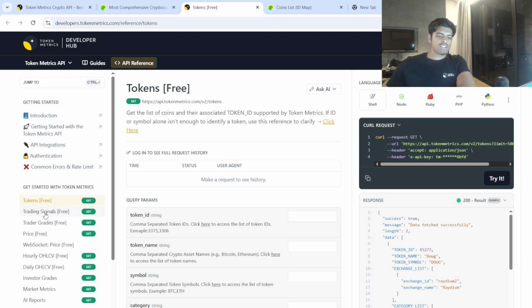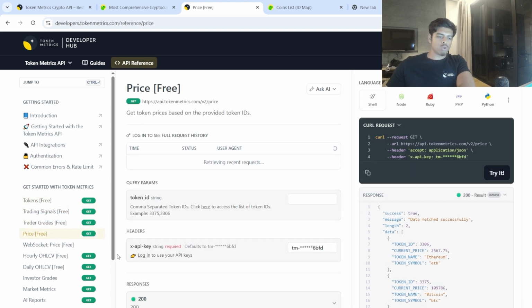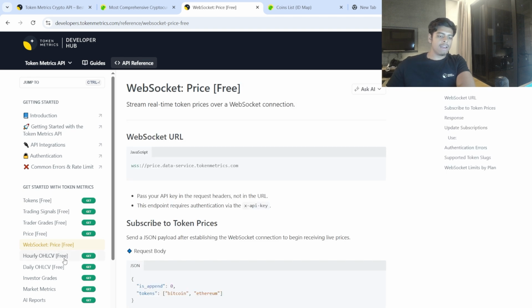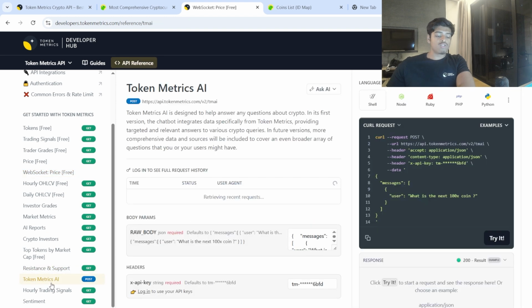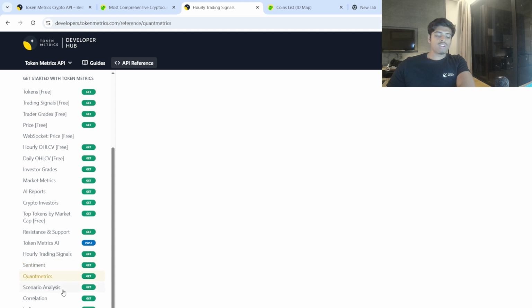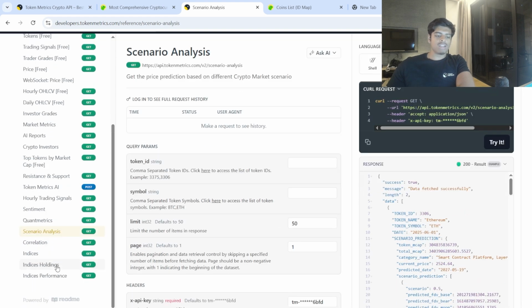And the additional features here are the trading signals, the trader grades, the prices, which is similar to CoinGecko we have as well, the WebSocket, which makes it easier to plug and play, the hourly OHLCV, the daily OHLCV, investor grades, market metrics, AI reports. We've got crypto investors, top tokens by market cap, similarly to CoinGecko as well, resistance and support. You got the Token Metrics AI, hourly trading signals, sentiment, quant metrics, scenario analytics, correlation, indices holding, and the indices performance.